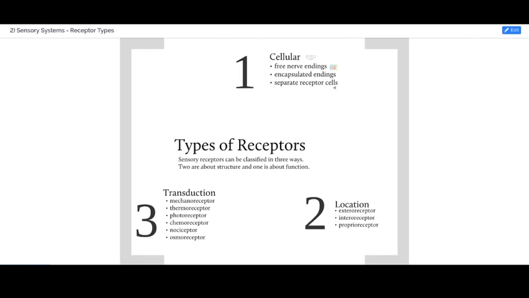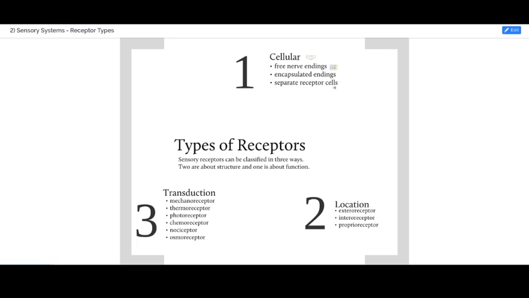Before we begin to look at the types of senses in particular, I want to introduce the ways that we classify sensory receptors. There are three ways. The first is by cellular type. The second is by location of that receptor in relation to the sensory stimuli that it interacts with. And the third is by the method of transduction.